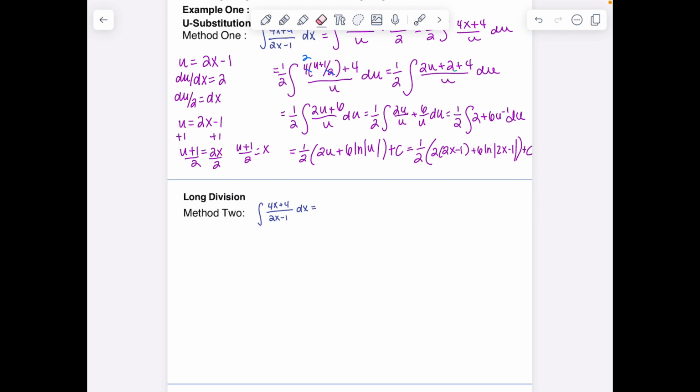Okay, we're gonna start the same example, but with a separate method. And I'm sorry if this cut is weird, because my iPad overheated yesterday, so I'm starting over this example. Essentially, we're still going to solve it, but we're not gonna use substitution this time. We're gonna use long division.